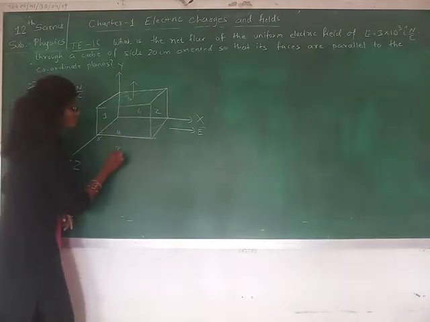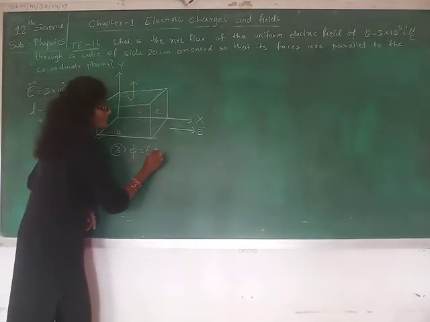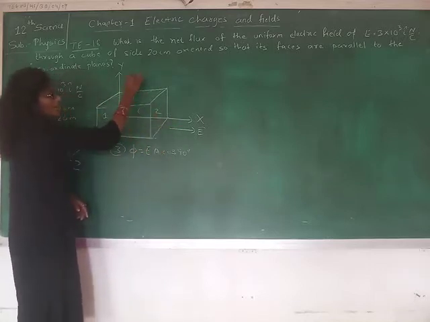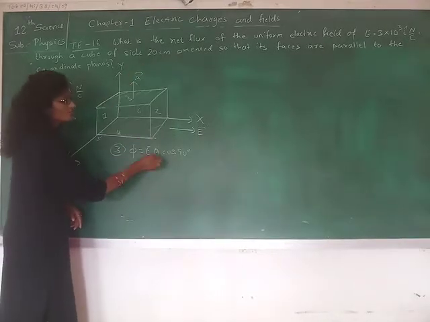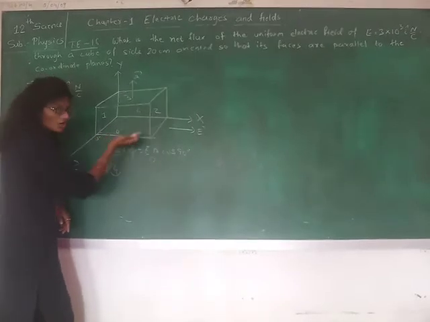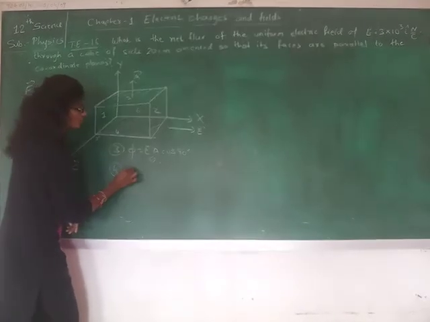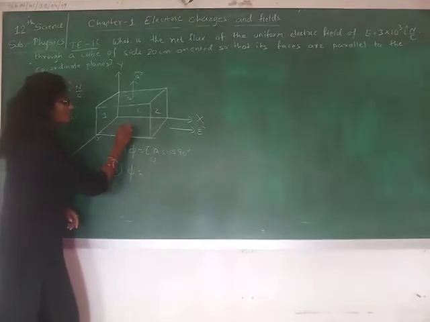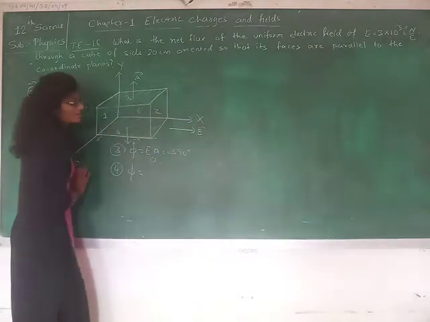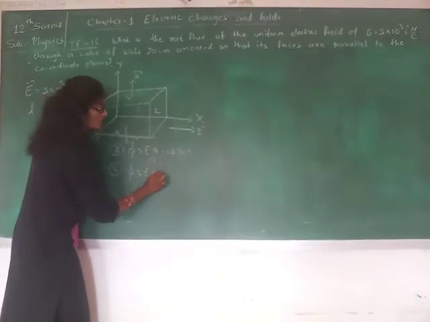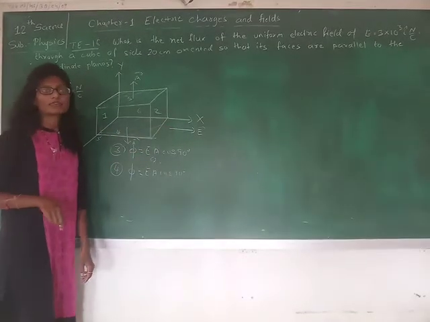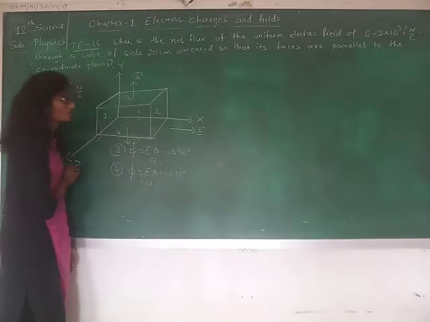So from face 3, flux will be what? EA cos 90 degree, because the angle between E and area vector is 90 degree, so it becomes 0. For this face 4, which is the bottom face of the cube, what will be the flux? The area vector is normal to the plane, that is in downward direction. Electric field is in this direction. Again flux will be what? EA cos 90 degree, because here 90 degrees is the angle between electric field and area vector. Again flux will be 0.